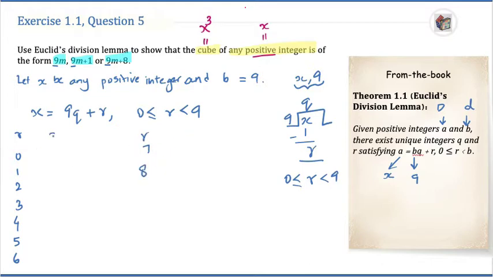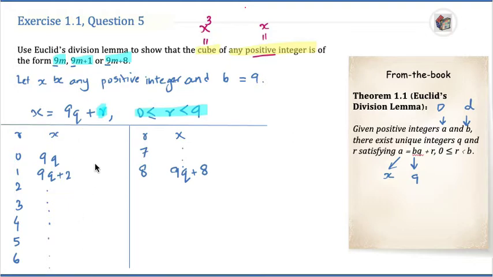For each of these you will get a value of x. This is going to be 9q plus 0, or I can just say this is going to be 9q. Then the next one is going to be 9q plus 1. Then you're going to have 9q plus 2, 9q plus 3, all the way till here where it becomes 9q plus 8. So there are a lot of possible values that x can take this time based on this remainder r, because of the various values that the remainder can take.